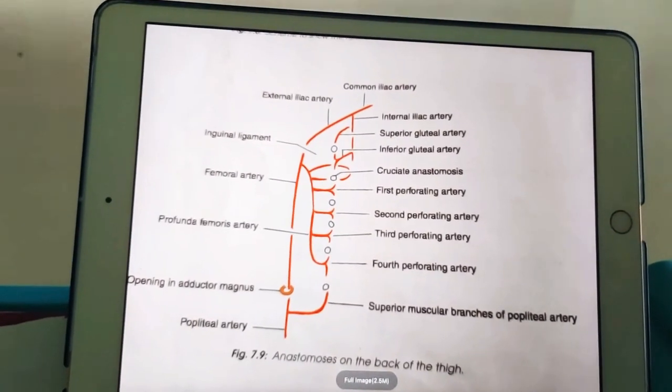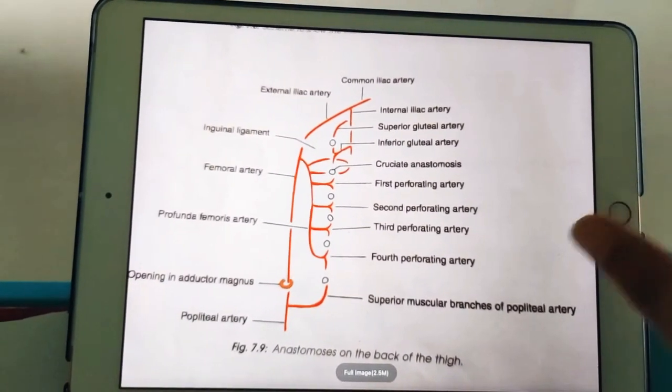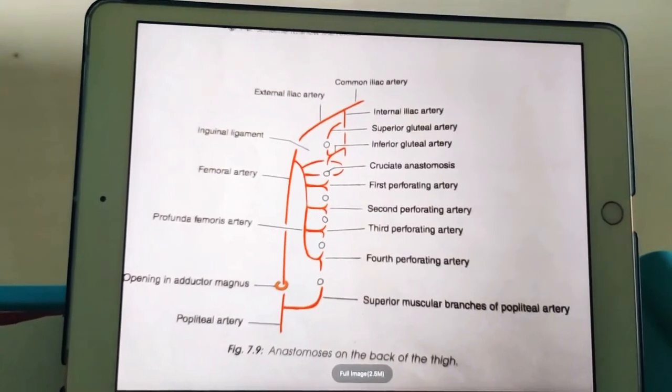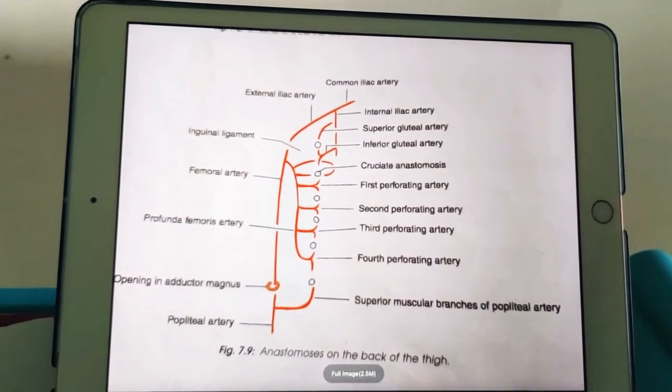Next we'll start with our leg muscles and about the anterior compartment, posterior compartment, medial and lateral compartments of the leg.